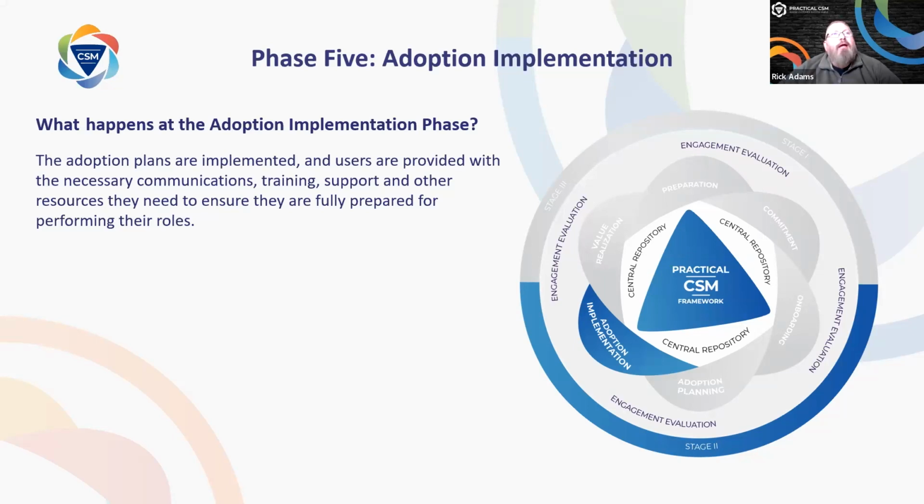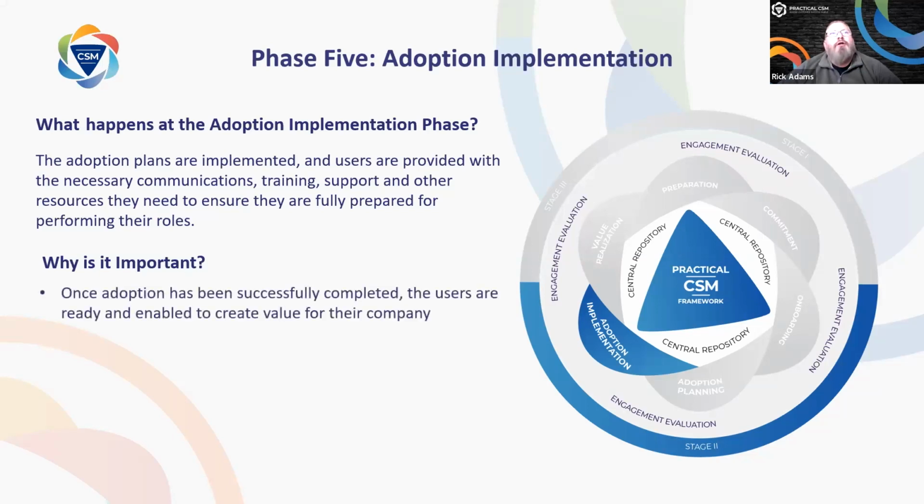So we're going to implement our adoption plans that we created, and our users are going to get the communication, the training, the support, and the other resources that we planned for them to get in the previous phase. So it's a very practical phase, this one. It's a get on and get it done, and take the least possible time and the least cost to deliver the highest quality as quickly as possible.